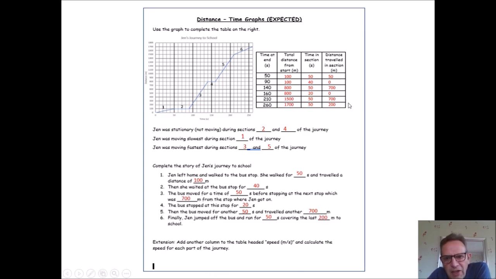Okay, we can add the last section here with the speeds. So for each section we can look at the distance in the section, which is this one, divided by this one. See, that first one should be 100, so that would be 2.0 divided by 40, 700 divided by 50 is 14, and so on. Okay, so just check those.